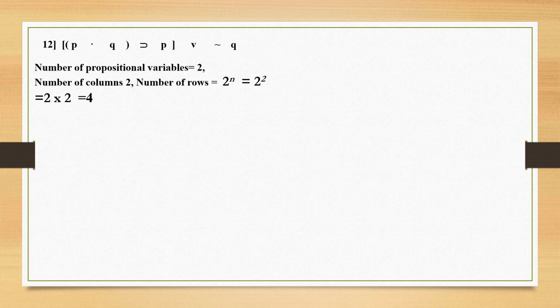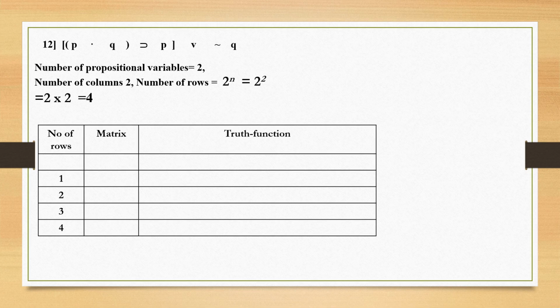Now we'll come to the 12th one. Into box bracket, into small bracket, p dot q, small bracket close, horseshoe p, box bracket close, wedge, curl q. How many propositional variables are there in this given expression? 2. P and Q. So the number of columns is equal to 2, the number of rows is equal to 2 raised to n, that is equal to 2 raised to 2, that is equal to 2 into 2, that is equal to 4. So write down the table, then write the combination of propositional variables in the matrix and in the truth function, write the given expression.